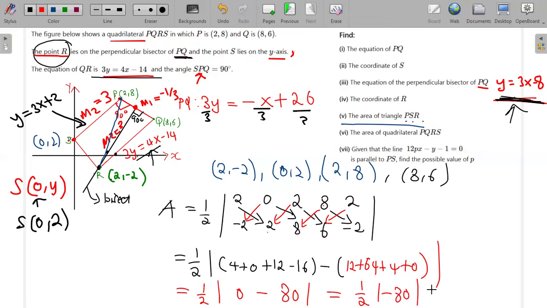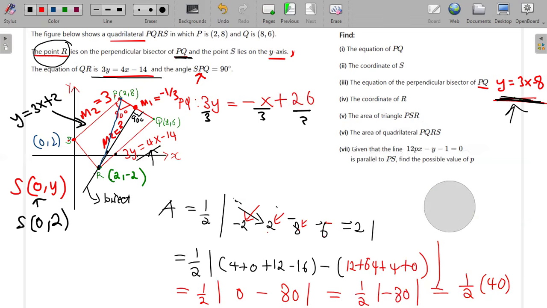Okay, but the modulus of minus 80 is simply what? 80. So I'm dividing the 80 by 2. The area there is just going to be 40 units squared. Okay, so the area of this whole thing here is simply 40 units squared. Okay, so any questions there on the areas? Okay, so meaning that we can look at the last part.